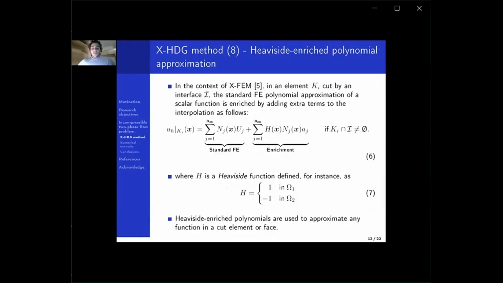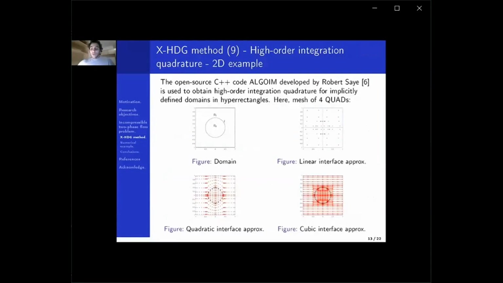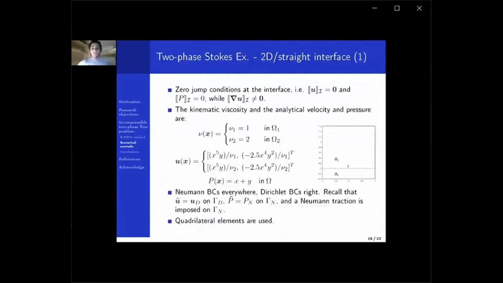And since we're using a fixed mesh throughout the simulation, we're going to use the concepts of extended finite elements to approximate the solution in cut elements and faces. And this is done using Heaviside enriching polynomials. One important aspect as well for the XFEM or XHDG is the generation of integration quadratures in the cut elements. And for this, we use the open source code Algoim that is developed by Robert Saye.